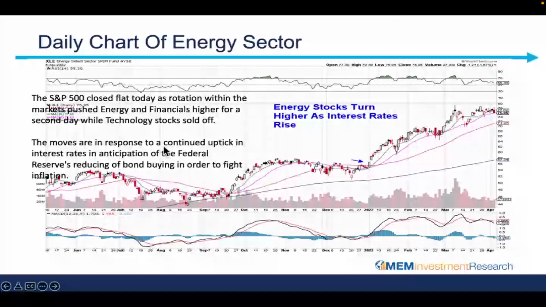The move was in response to a continued uptick in interest rates in anticipation of the Federal Reserve's reduced bond buying in order to fight inflation. And that has, in fact, played out. But this is from my January 4th alert report. And we can see the clear-cut impact as energy has gone on to greatly outperform an otherwise dismal market.